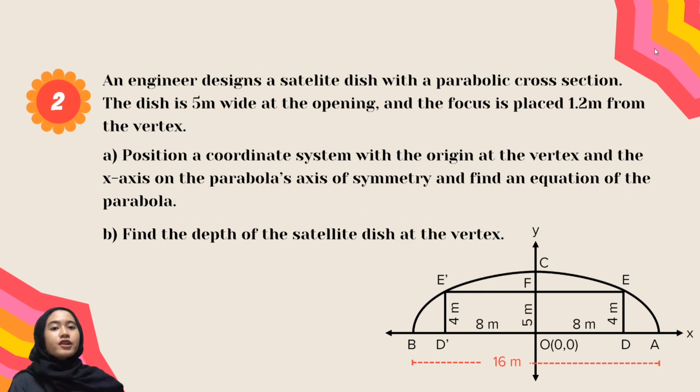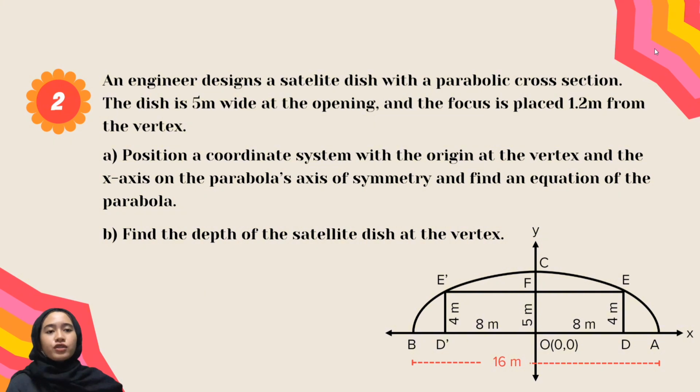Okay, for the second question, an engineer designed a satellite dish with a parabolic cross-section. The dish is 5 meter wide at the opening, and the focus is placed 1.2 meter from the vertex. A. Position a coordinate system with the origin at the vertex and y-axis on the parabola's axis of symmetry, and find an equation of the parabola. B. Find the depth of the satellite dish at the vertex.